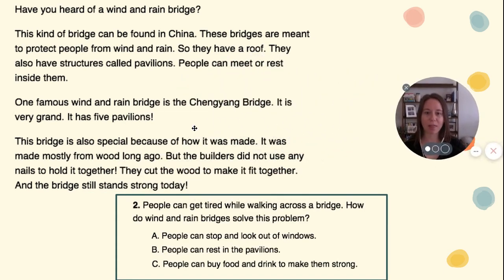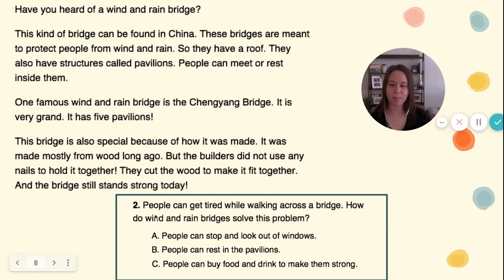Let's think about the second question. People can get tired while walking across a bridge. How do wind and rain bridges solve this problem? Is it A, people can stop and look out of windows? B, people can rest in pavilions? Or C, people can buy food and drink to make them strong? I think it might be B, but I'm just going to double check about A and C to make sure.